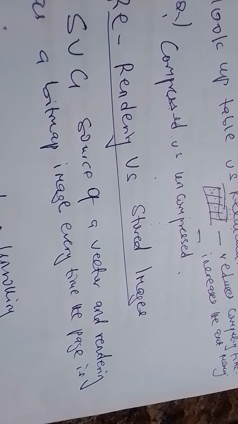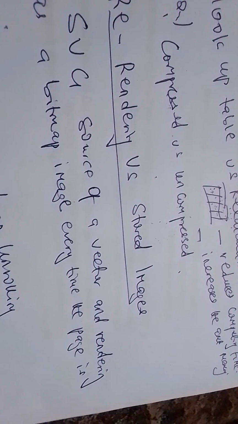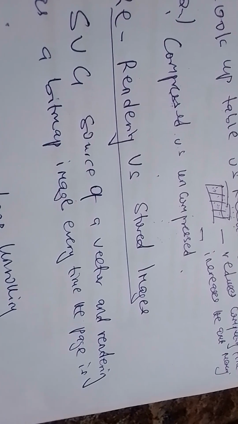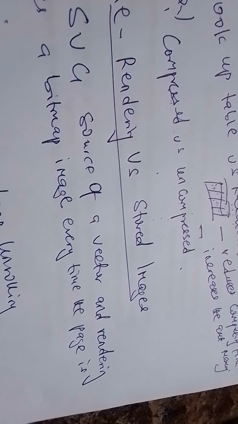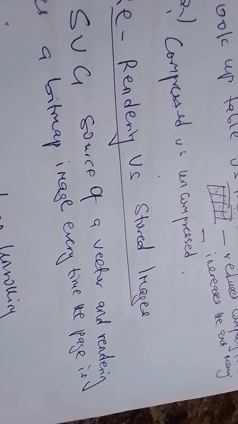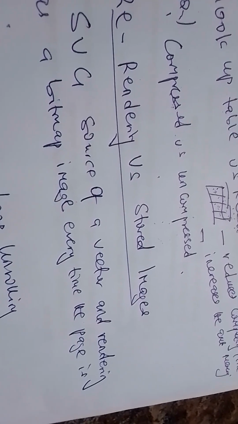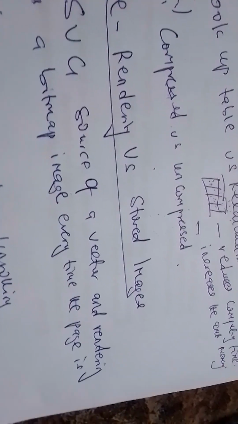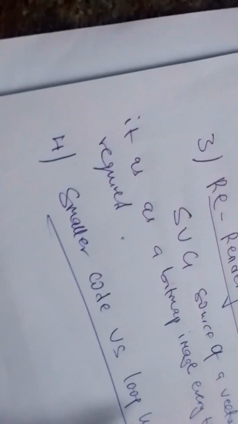But when you render the image when the page is changed and store the rendered image, you will also be trading space for time. In that case, more space will be used but less time. And this technique is generally known as caching. We call it caching.